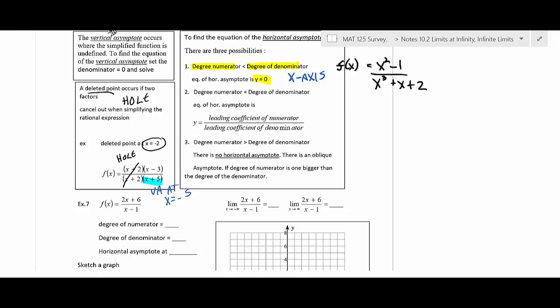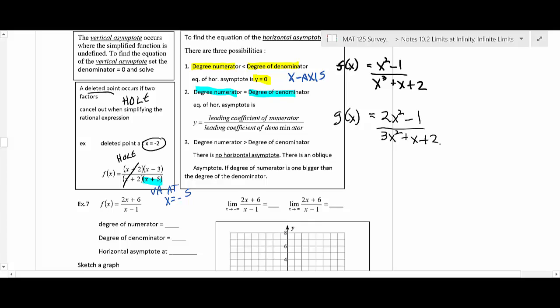Second possibility is this. If the degree of the numerator is equal to the degree of the denominator, then the answer's staring you right in the face. I'm going to give you an example on this. Let's say that you have g of x equals 2x squared minus 1 over 3x squared plus x plus 2. Okay, so here's the point.